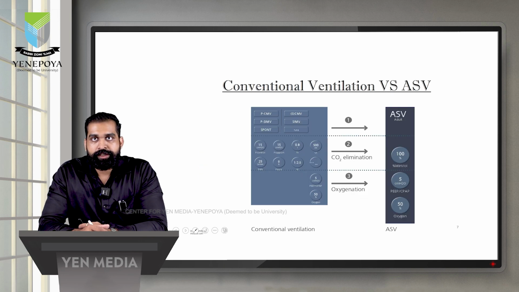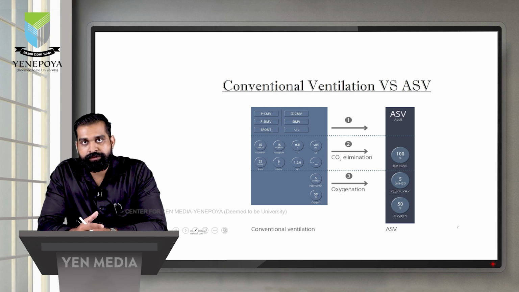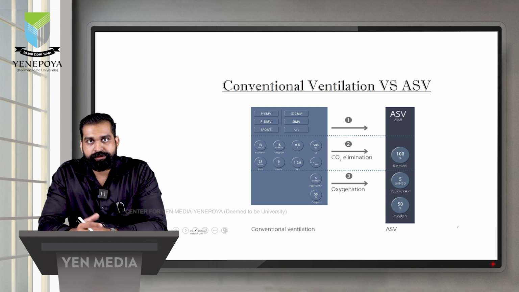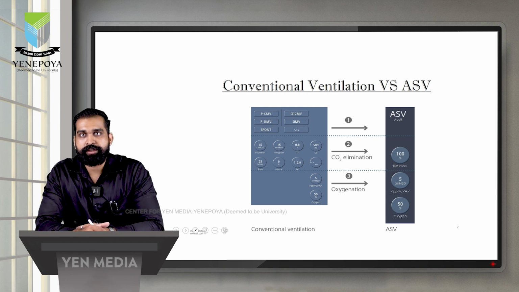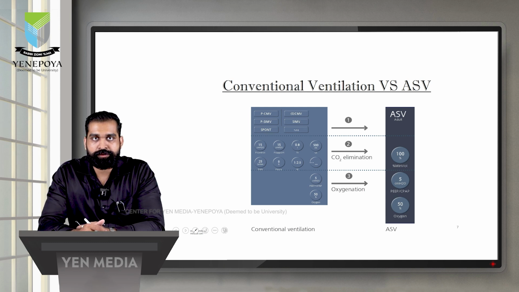Now, since ASV mode and its controls are different from the conventional modes of ventilation, we can compare and contrast the controls we have in conventional ventilation and in ASV. You can clearly see at a glance that the predominant advantage that ASV gives is in controlling CO2 elimination. In conventional ventilation, we had to control 4 to 6 parameters to achieve CO2 elimination, but that's not the case in ASV. We have one point of control, which is the percent minute volume, which controls the tidal volume and respiratory rate.